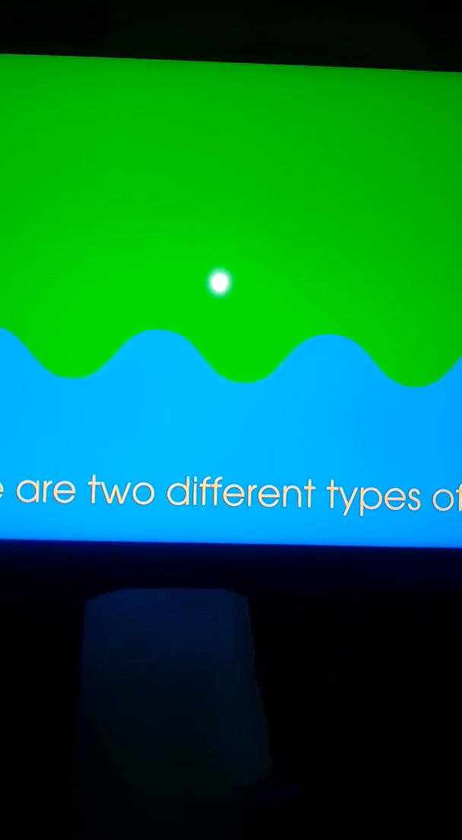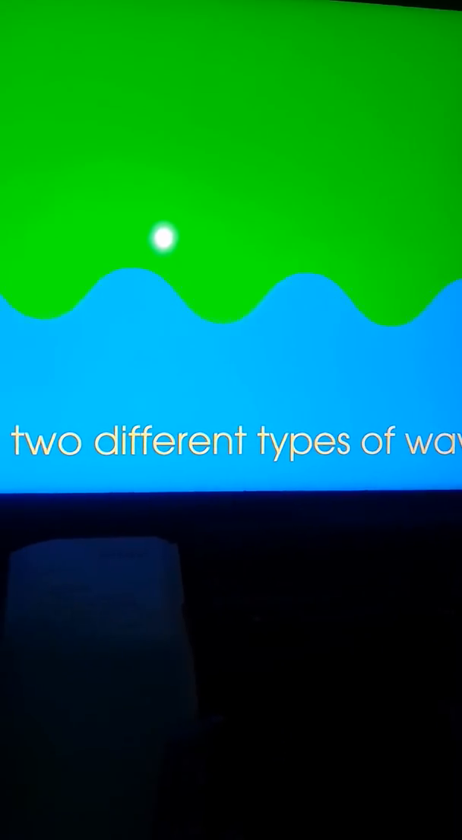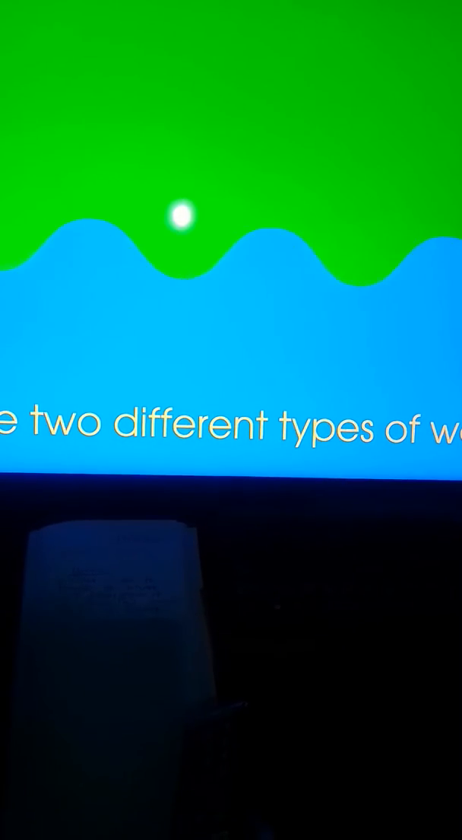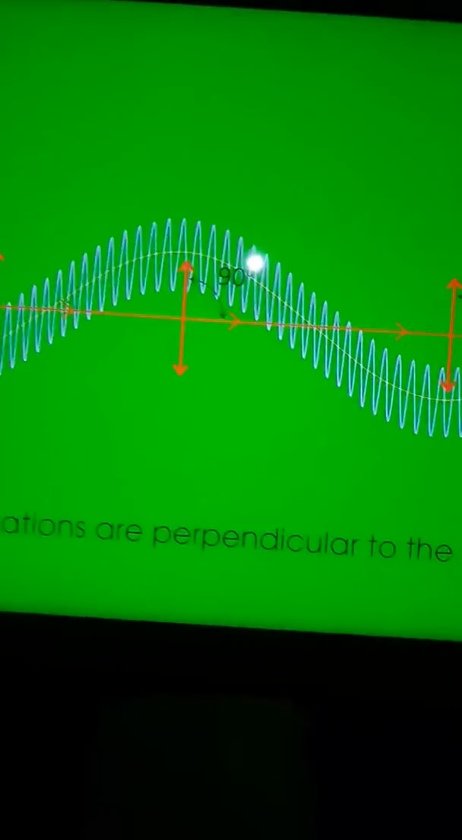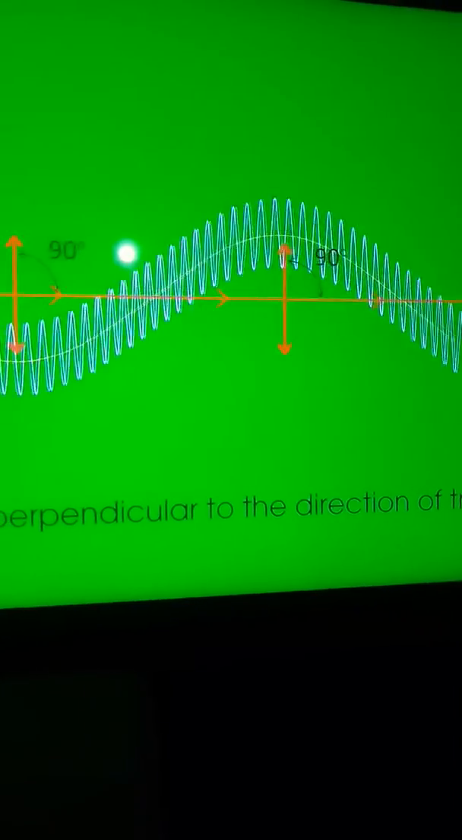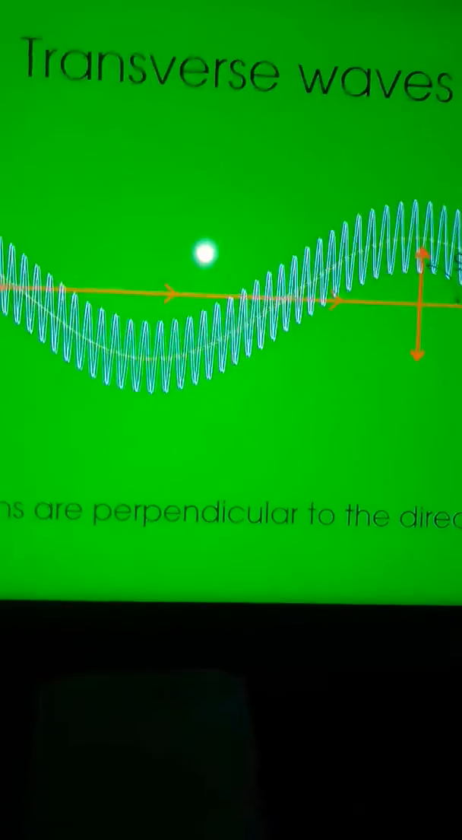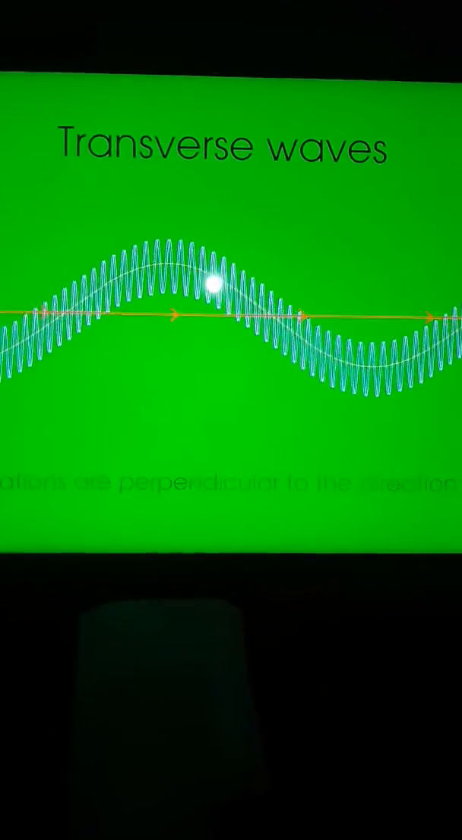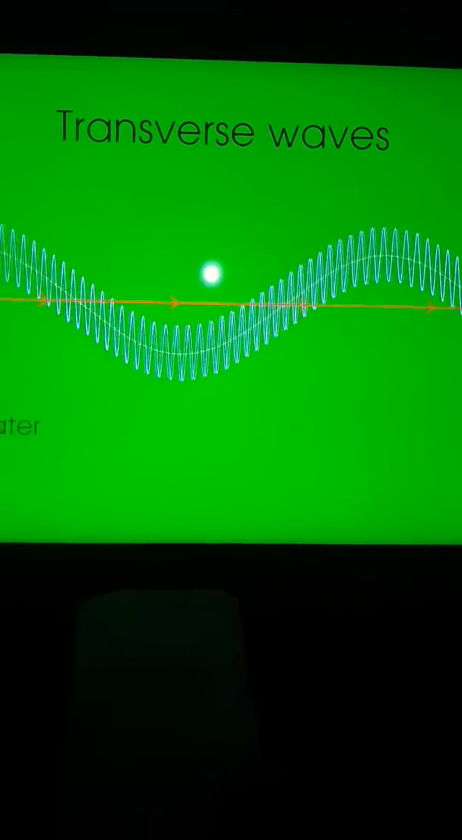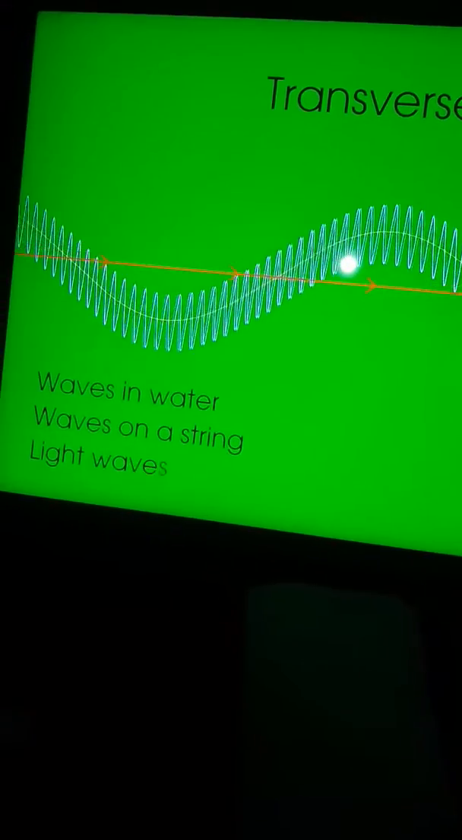One of the first things we need to know about waves is there are two different types of wave. One shown here by waves in the sea, and the other one shown by sound waves. So how are they different? Well, first let's look at the sea waves. If we look at them represented with this slinky, we see that the vibrations are at 90 degrees or perpendicular to the direction of travel of the wave. These are called transverse waves, and examples of them are waves in water, waves on a string, or light waves.